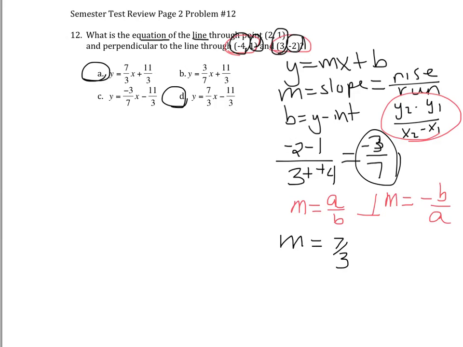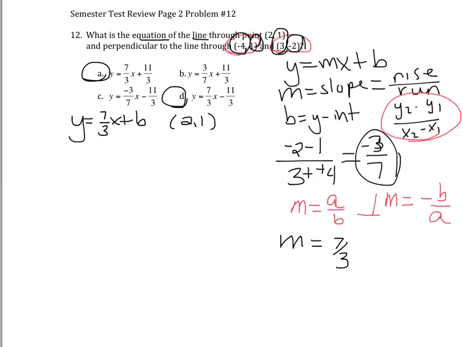Now, the trickiest part is always finding the y-intercept or the b. So right now, our current equation has the form y equals 7/3 x plus b. Now, we need to find b. We have to replace that. We got to figure out what that equals. So going back to the original problem, we said that this line has to pass through the point 2, 1. So that means the point 2, 1 is on this line.